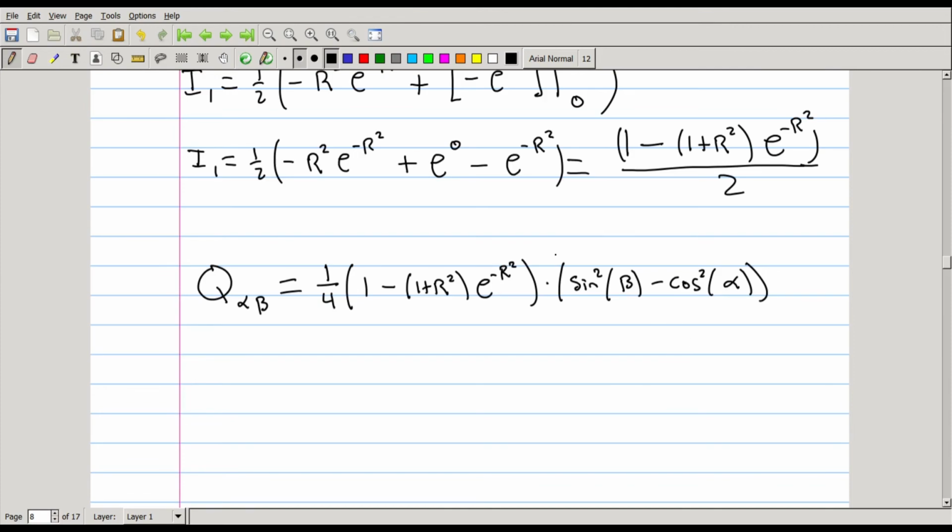And you can also use the double angle formula to simplify this down to make the sine squareds and cosine squareds go away if you want to rewrite this to simplify it a little bit more. But this value is the correct actual value of the charge in an arbitrary segment alpha beta of the plate. And we can test this formula out directly.